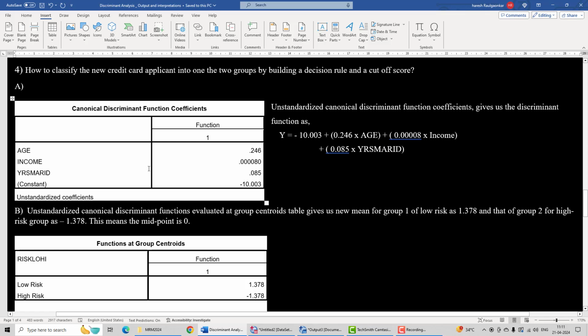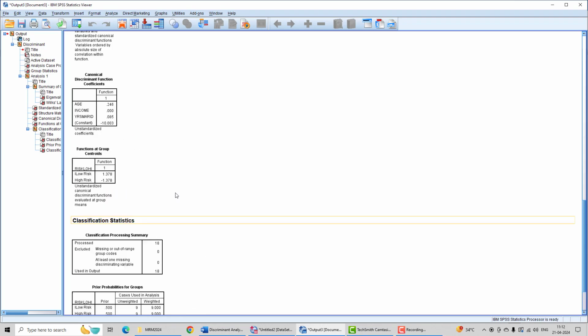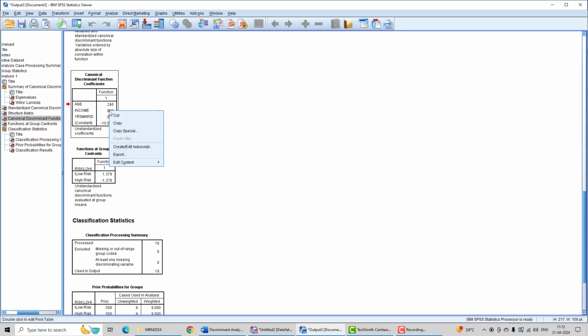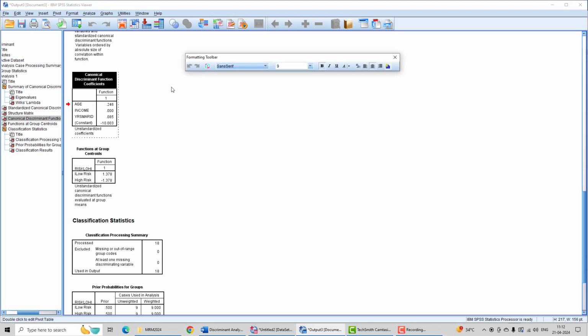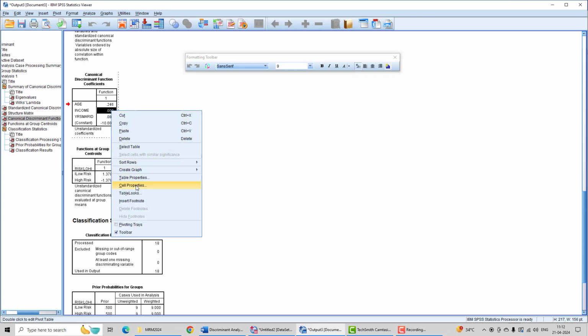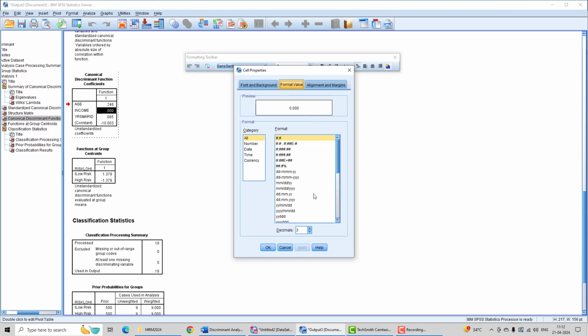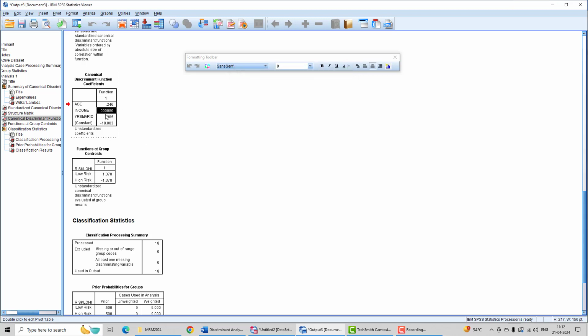So I will go to my output. When I go to my output, I see here this is showing only 3 digits, and for income I want more digits because the income is high. So what I will do is select this and go for edit content in a viewer. Then I click here, go to cell properties, then go to format value, increase the decimals to 6 and say apply. Okay, so this is the table which I have copied, and it now shows 0.000008.